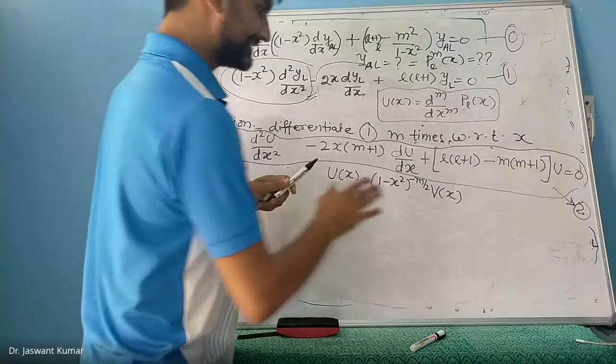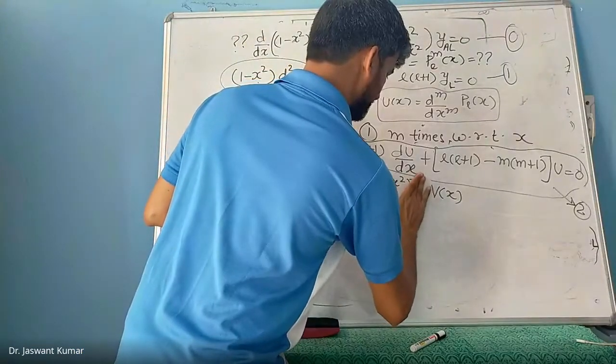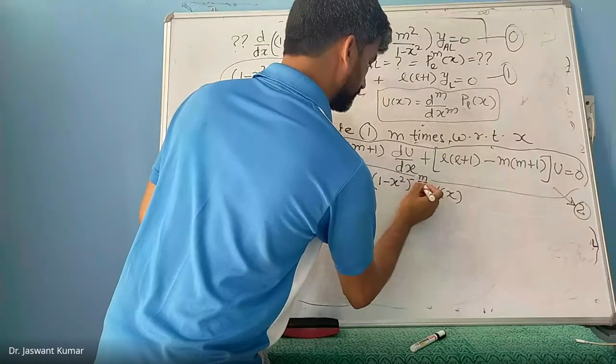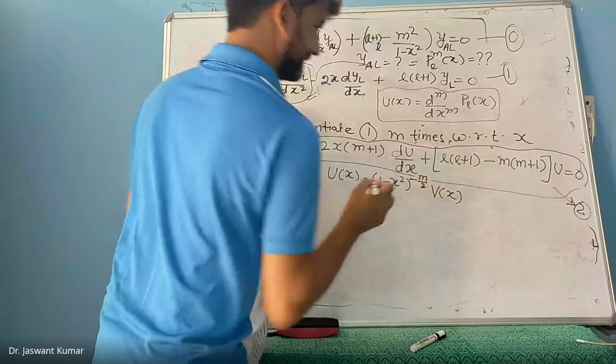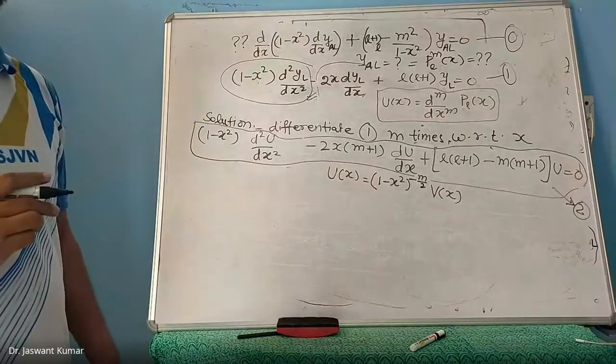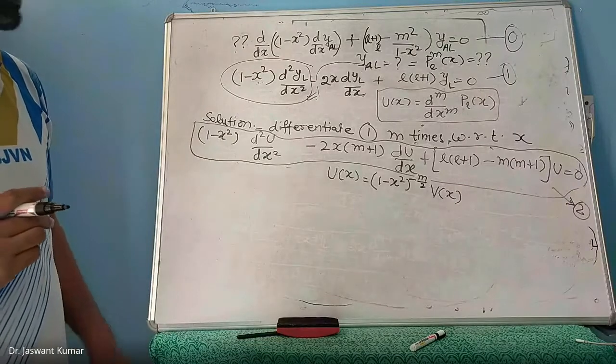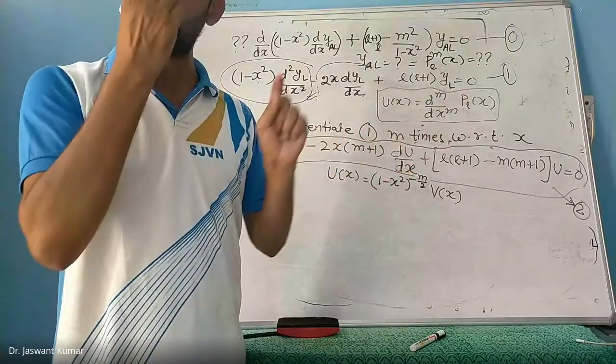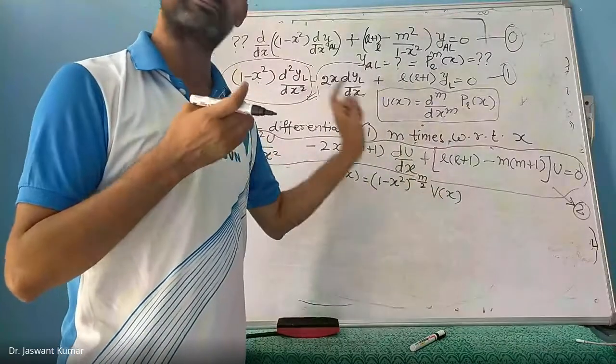Sir, to the power minus m by 2? Minus m by 2, yes. Minus sign. Okay. U of x is 1 minus x square whole to the power minus m by 2 times v of x.